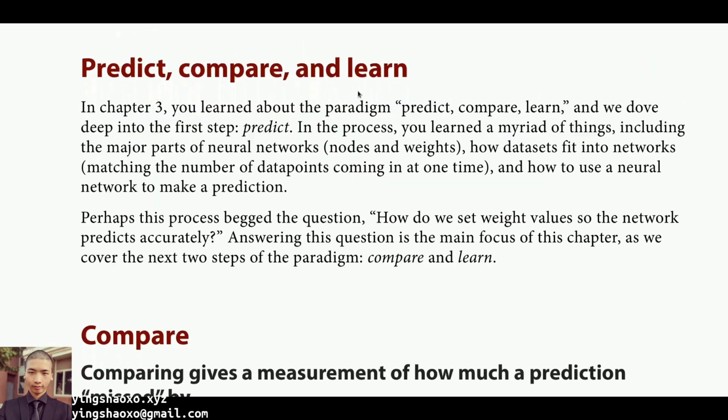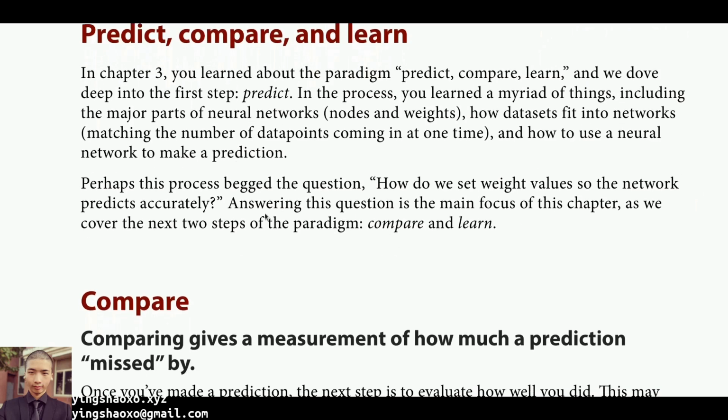Predict, compare, and learn. In Chapter 3, you learned about the paradigm predict, compare, and learn, and we dove deep into the first step, predict. In the process, you learned a myriad of things, including the major parts of neural networks, nodes and weights, how datasets fit into networks, matching the number of data points coming in at once, and how to use a neural network to make a prediction.